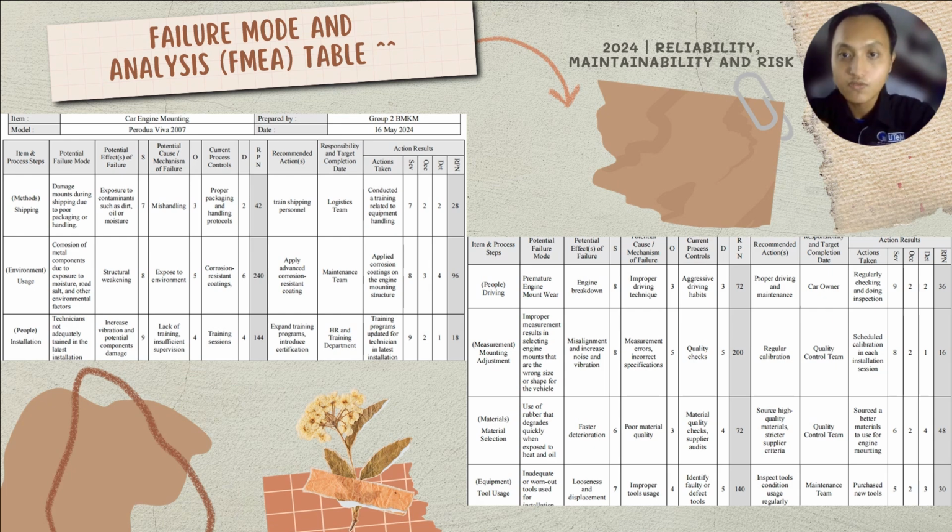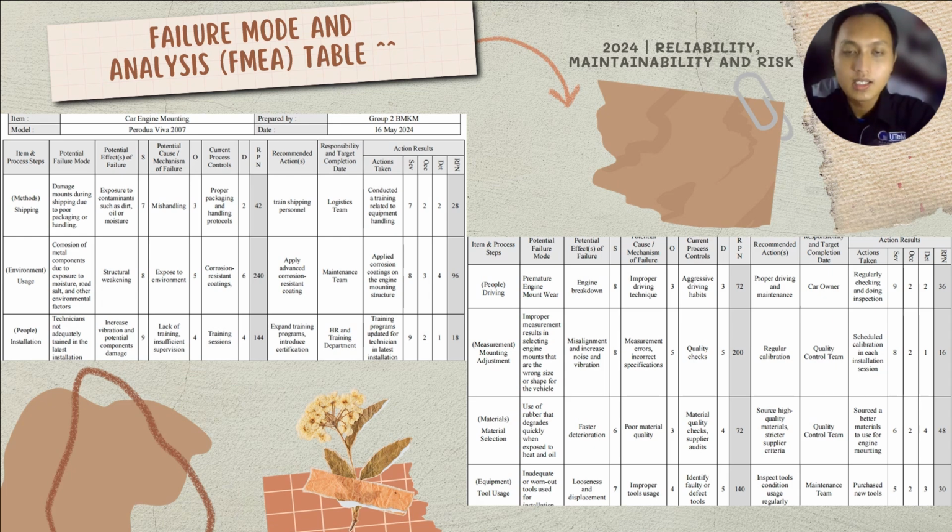Why is detection 6? It is very hard to detect because the mounting is in the engine compartment, so we are not aware of this component. But if it fails, then all of the structure of the engine will fail. So it is very critical.